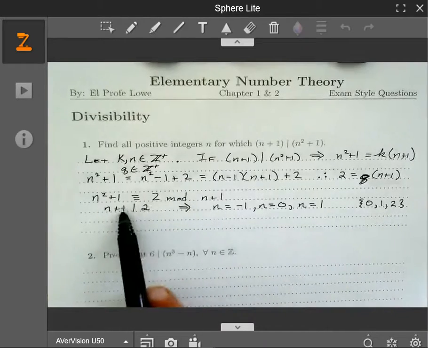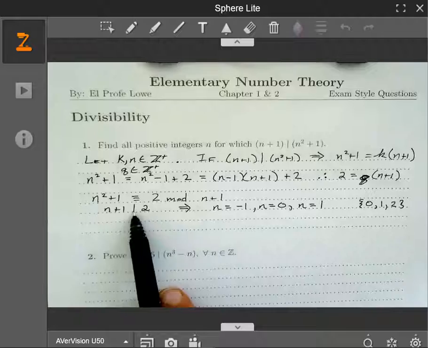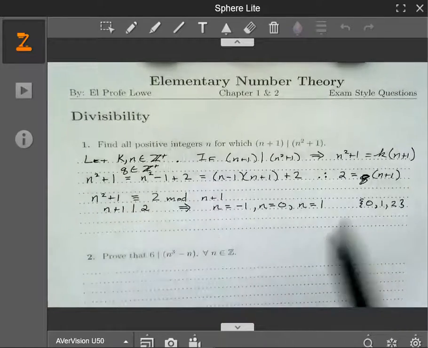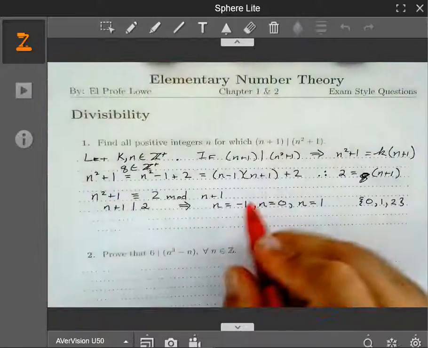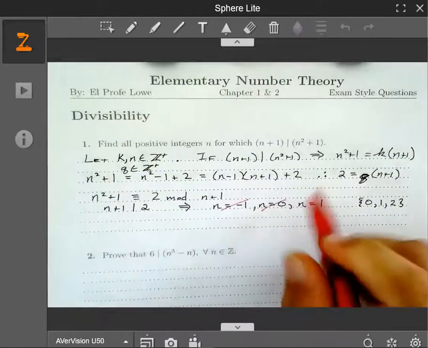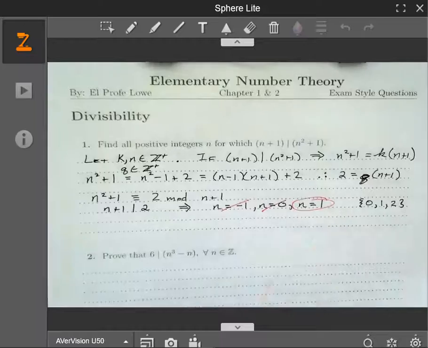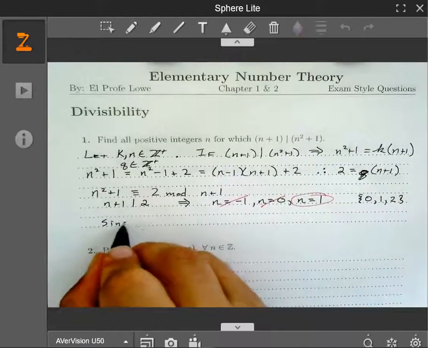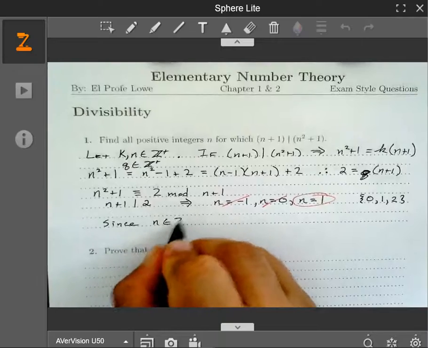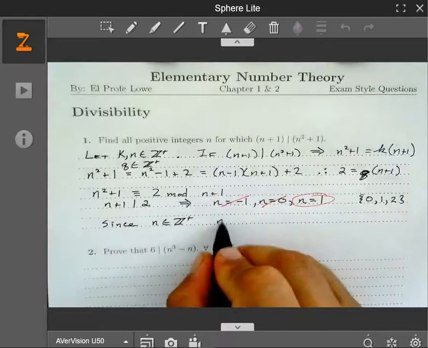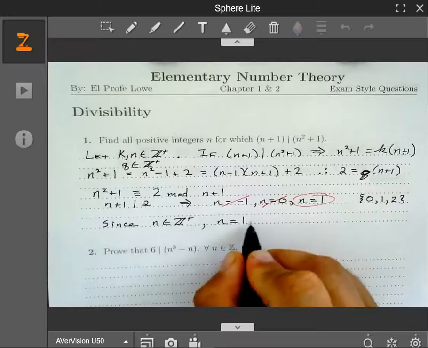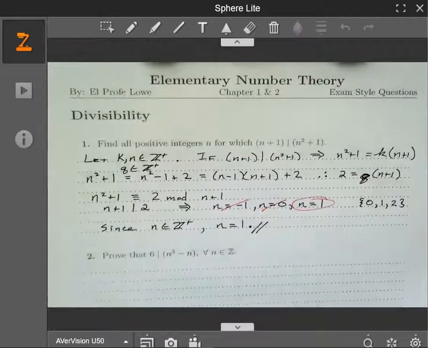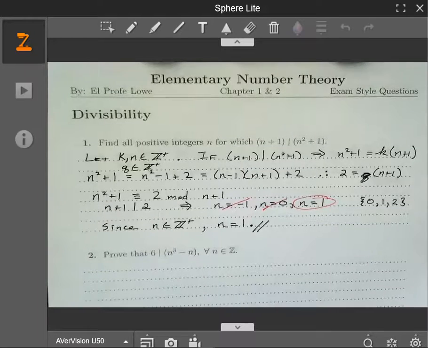Well, n plus 1 is 0 if n is -1, and n plus 1 is 1 if n is equal to 0. But it says we need positive integers, which tells us that those are extraneous solutions, and our only solution will be n equals 1. So in other words, since n has to be a positive integer, n must equal 1, and that is our solution. We'll look at the next problem in a subsequent video.